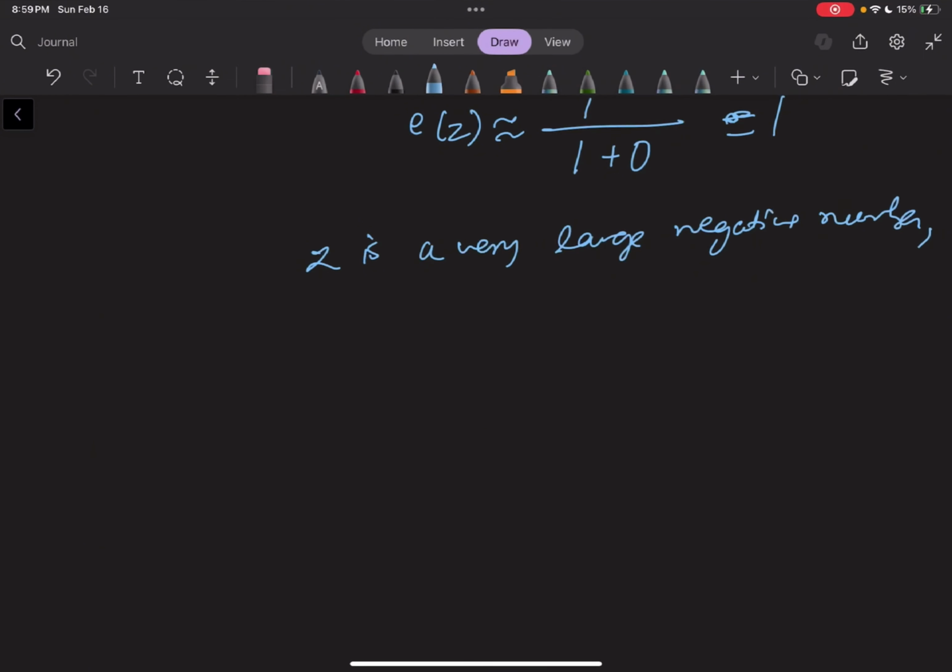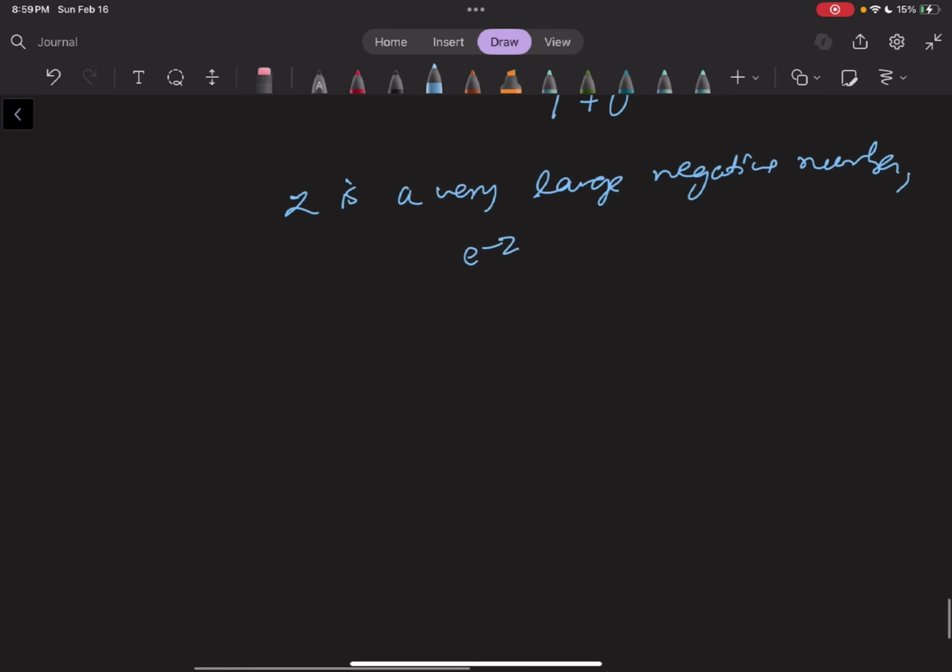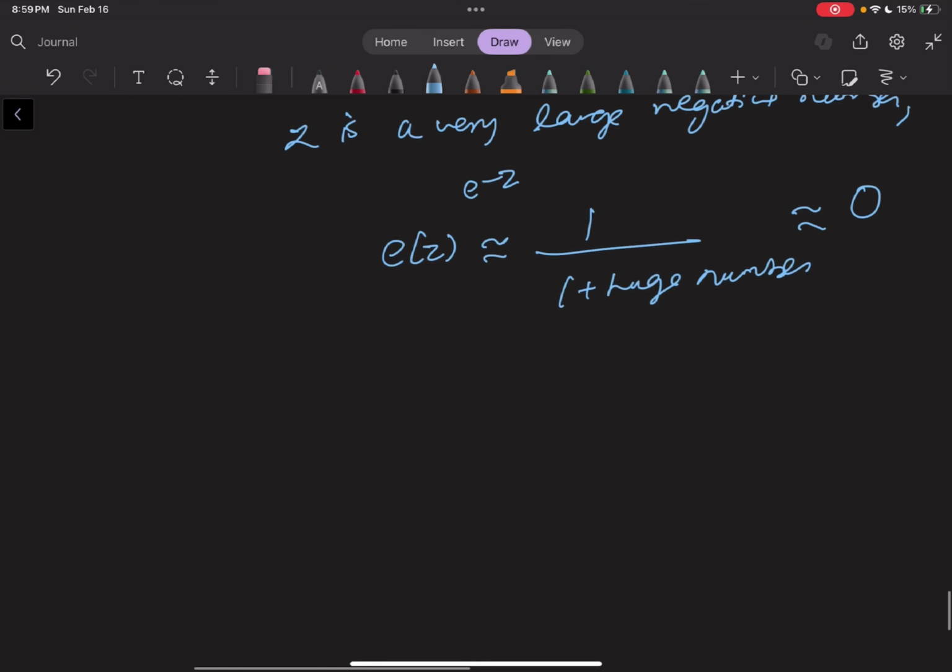And then when our z is a very large negative number, right? Then at that point, e to the power negative z becomes huge. So this will look like 1 by 1 plus like a huge number, right? What is 1 divided by 1 plus a huge number? It's going to be closer to 0. So that means no matter what, the sigmoid function's output is always safely between 0 and 1.